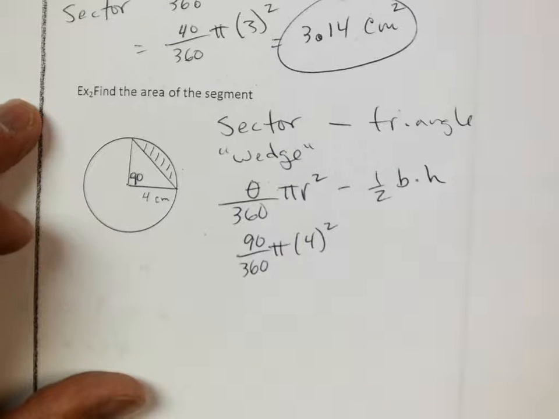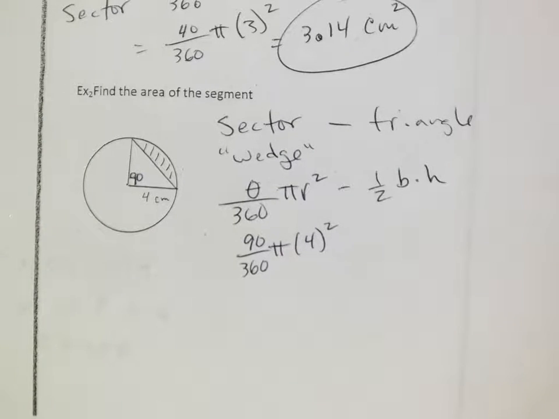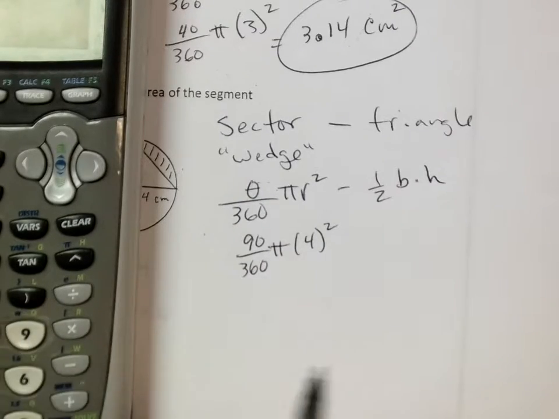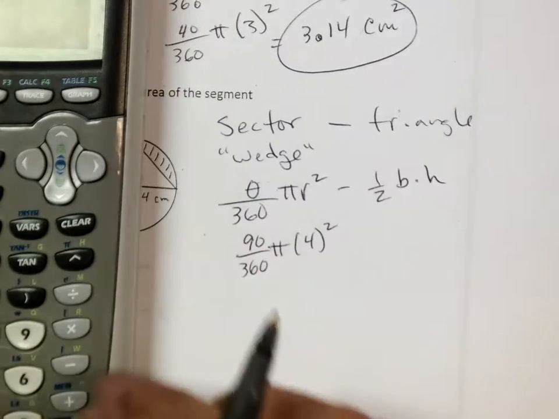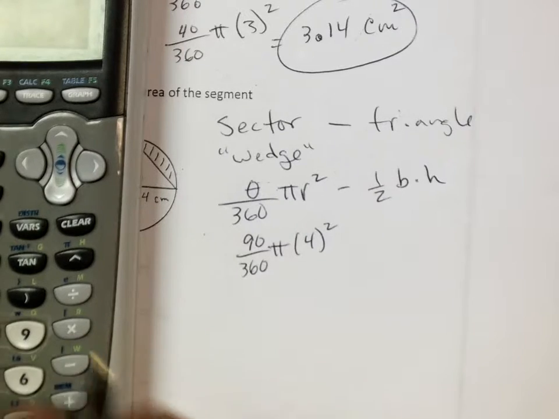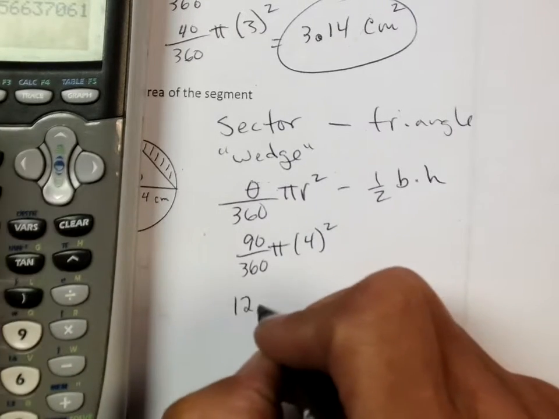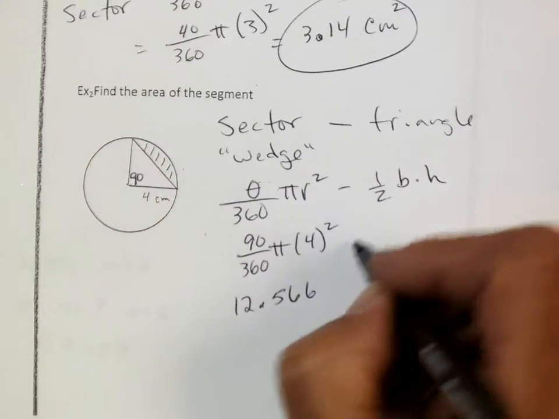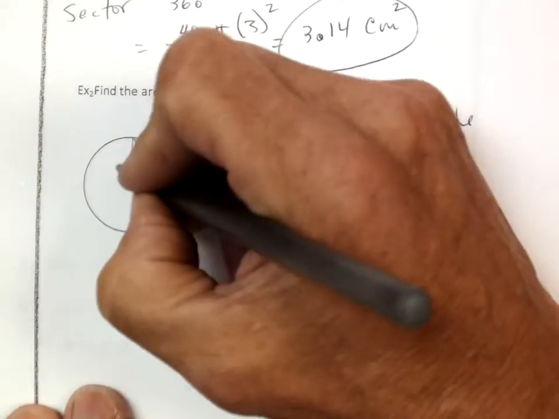And I'm going to do that in my calculator, okay? So what is that answer? I'll do it real quick. 90 divided by 360 times pi times 4 squared, which is 16. So I get an answer of about 12.566, okay? Now, the triangle, that's easy, because the height of the triangle has to be 4.